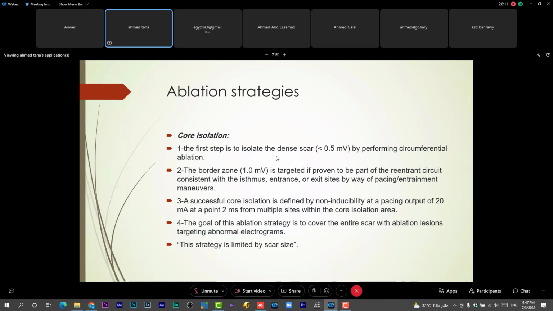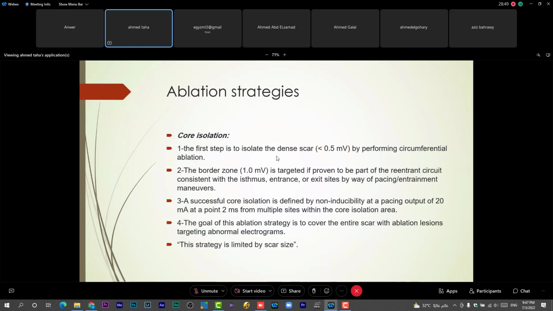For example, I will use decrement-evoked potential mapping, core isolation, and scar zone and border zone identification and ablation. Sometimes what's called homogenization ablation. That's all defined according to what I have seen, and clinically, what did the patient give you? For example, the patient has an ICD and they have documented different clinical VTs, like slow VT, fast VT, different types. Or you have a patient with more VF than VT. So your strategy will be totally different.